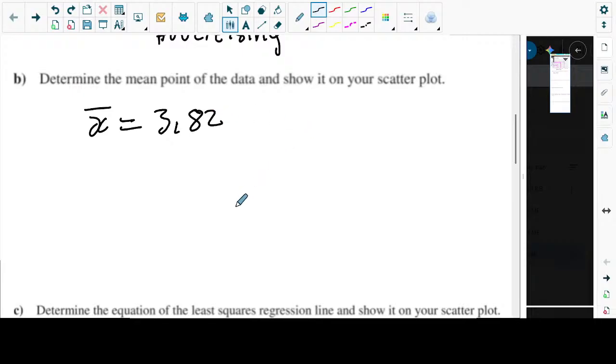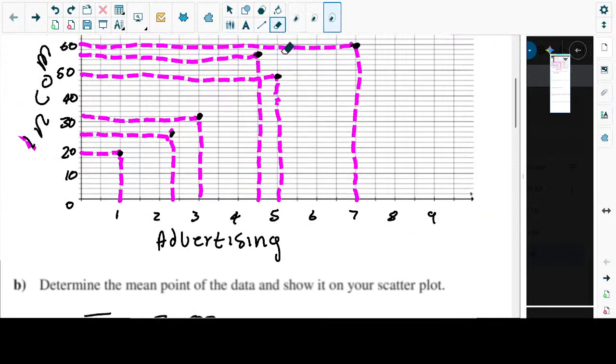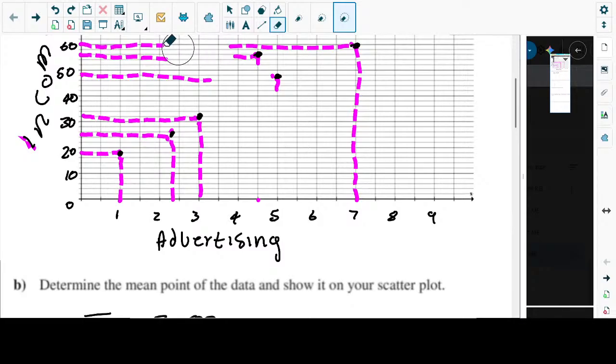So then we need to show our mean on the scatter plot. So you're going to look for 3.82 on your scatter plot. But no, you need to get also Y. We need the mean point. Like they said, it's the mean point. So you need X, you also need Y, where they combine the two of them. That's when you're going to plot exactly the way you're doing those points.